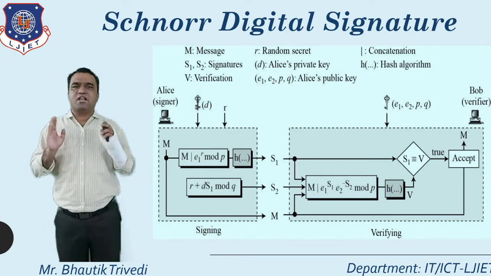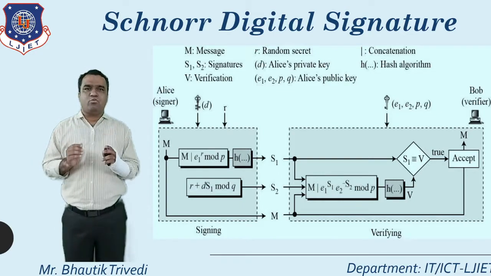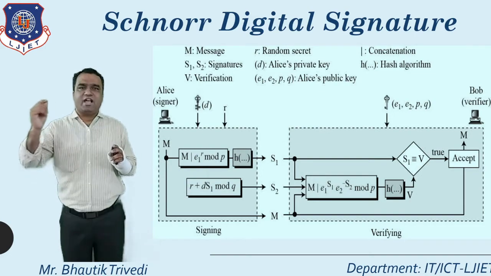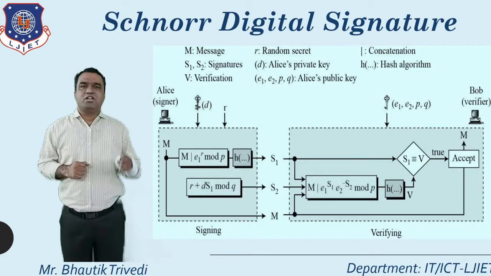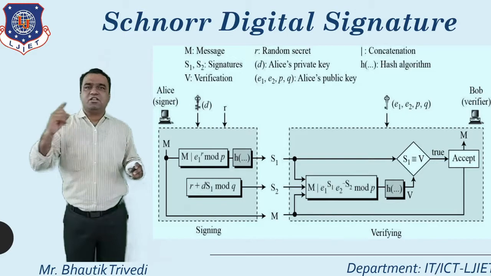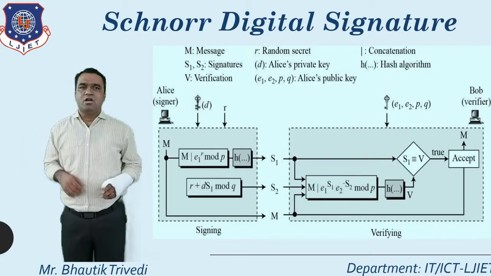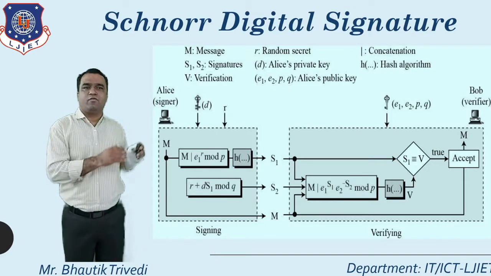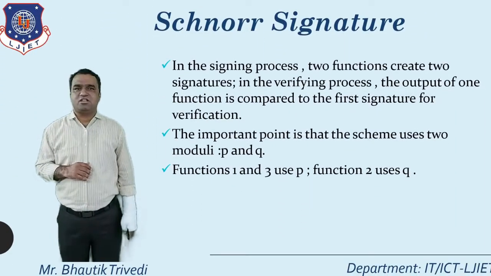So the concept remains as it is, the technique remains as it is; the only change is in the formula of S1, S2 and V. In the case of the ElGamal digital signature, you generate V1 and V2, but in the case of the Schnorr digital signature, you generate only V. In ElGamal, you compare the values of V1 and V2, but in Schnorr, you only compare the value of V with S1. So this is about the Schnorr digital signature.